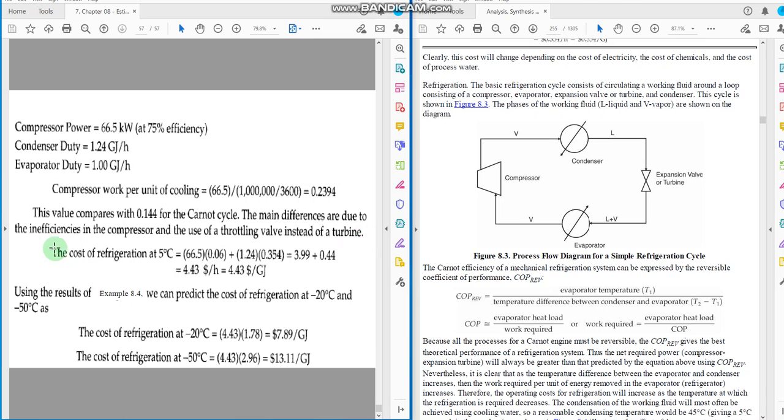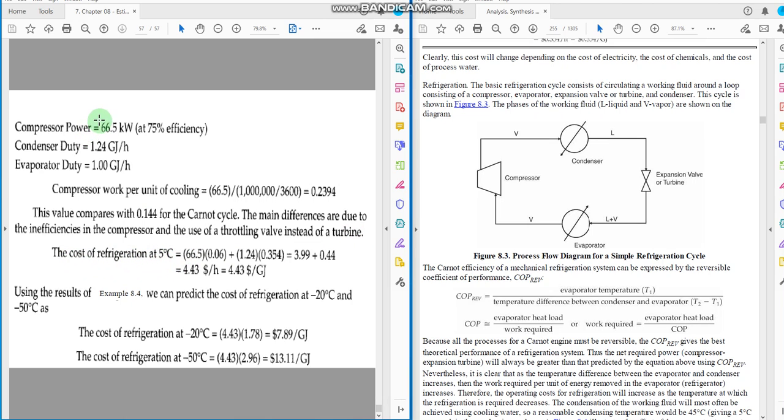The main differences are due to the inefficiencies in the compressor and the use of a throttling valve instead of a turbine. So for the Carnot cycle you have the value 0.144, and for this compressor you have a higher value for the cooling requirement. That is because if you use some kind of turbine here, you would get a lower value for the compressor work. Now we have to calculate the cost of refrigeration at 5 degrees C.